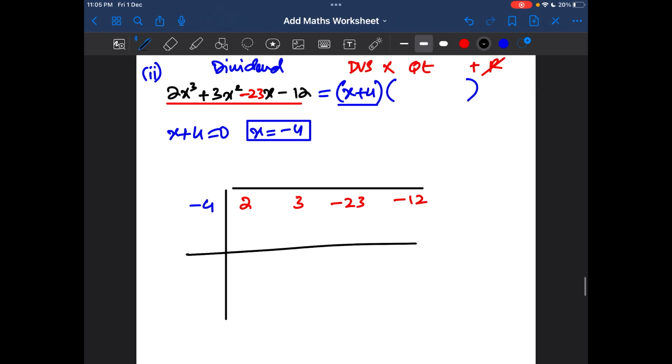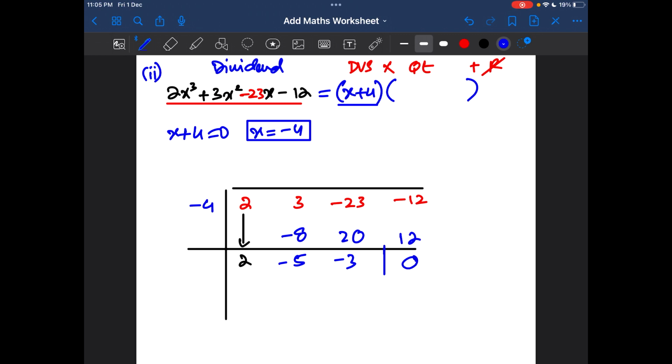Now we copy the same 2 over here. Let's multiply minus 4 into 2, minus 8. Add these two values, I got minus 5. Minus 4 into minus 5 is plus 20. Minus 23 plus 20 is going to be minus 3. Minus 4 into minus 3 is plus 12. We add this. The last portion is the remainder, which is 0. Obviously, it is 0 since we are dividing with a factor.